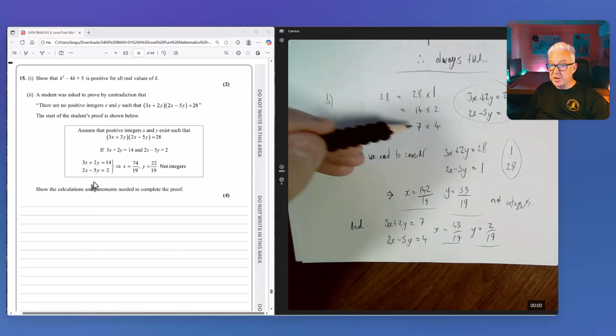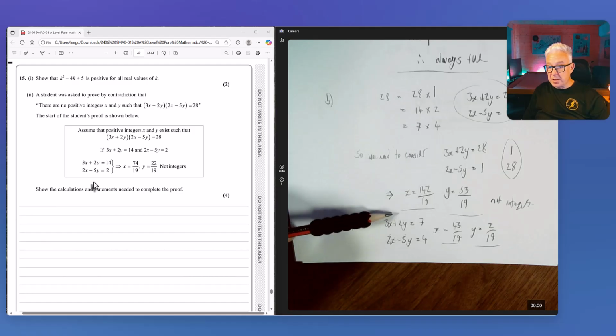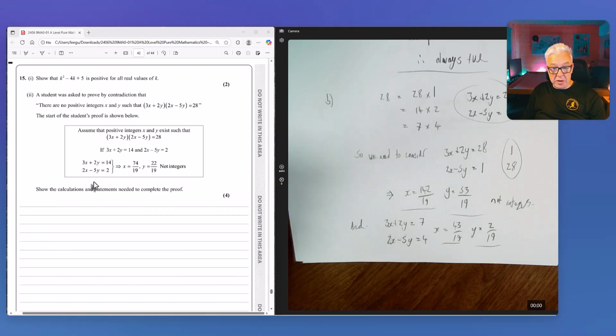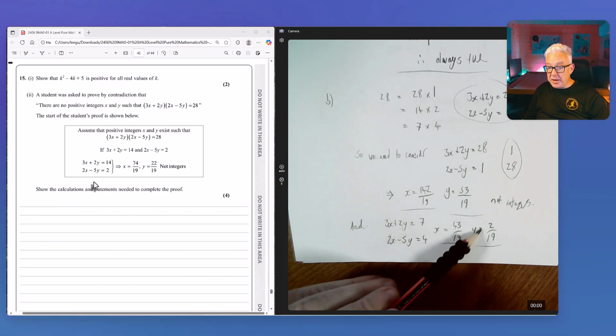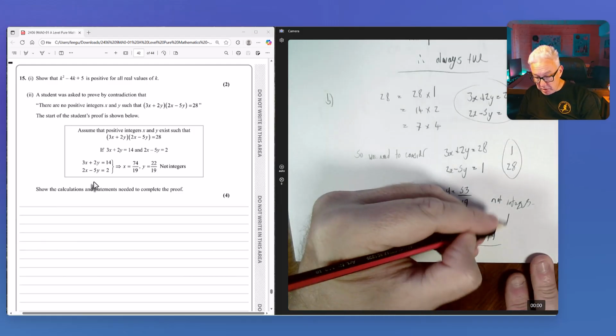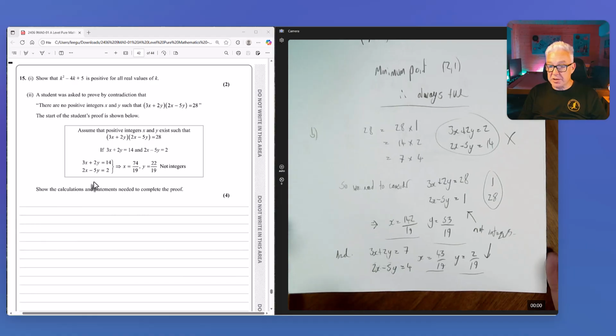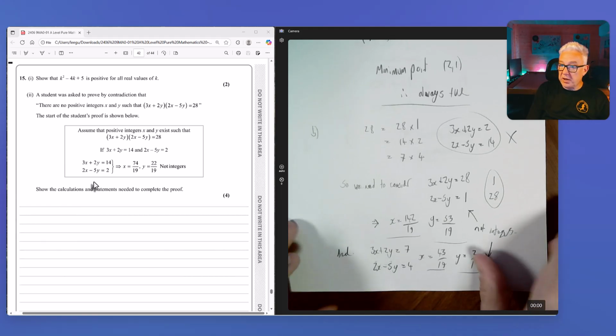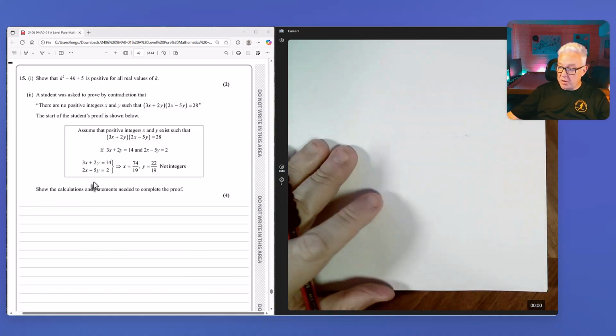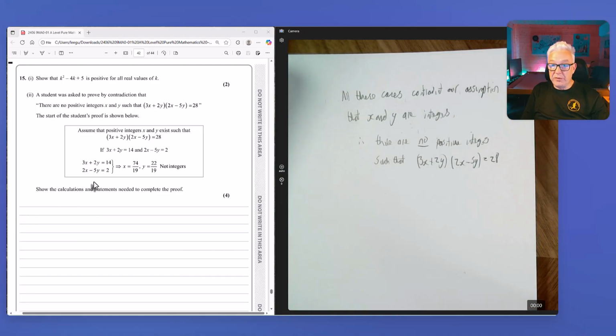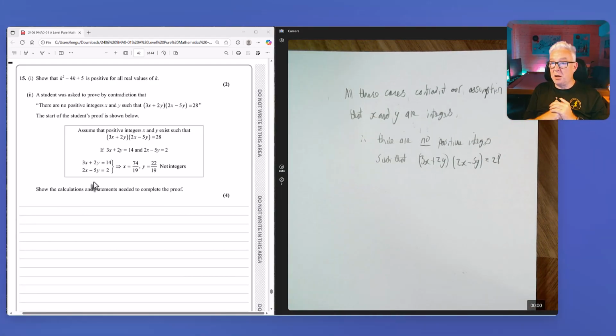Then they need to also consider 7 and 4. So we consider 7 and 4, and you solve those equations simultaneously, and you get these two solutions, which are also not integers. So in all of the permissible combinations, every single solution contradicts our original assumption that x and y are integers. In every one we find that x and y are not integers. So all of these cases contradict our original assumption.